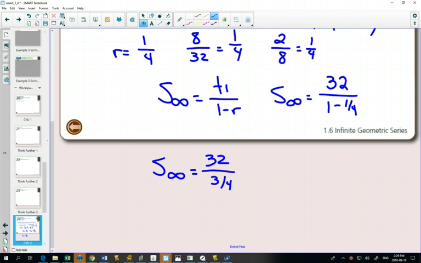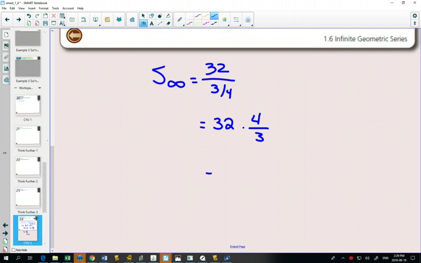If I wanted to simplify this further, how do you divide by a fraction? You multiply by the reciprocal. So if I multiply 32 by 4/3, I'm going to get 128/3. So I could leave it like that. I'm not sure, does your textbook have 42.6 repeated at the bottom? Yeah? Okay. That's as a decimal.